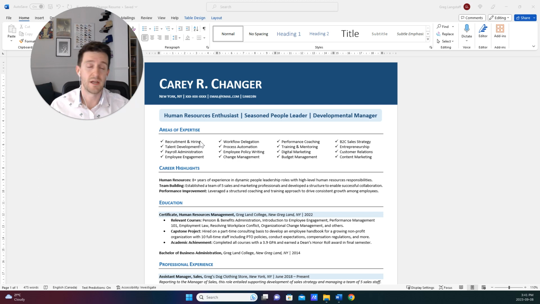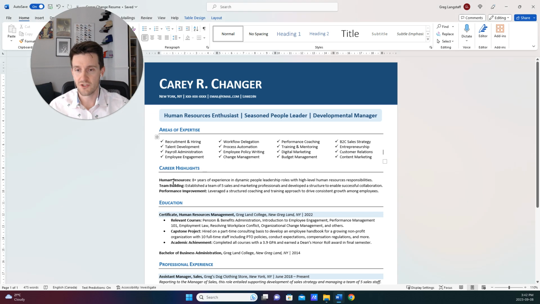We are also going to pick our top 3 to 4 skills related directly to the industry we want to get into, and we're going to talk about them in career highlights. So you see here, we just start straight up as direct as possible with human resources. Then we talk about how we have 8 years of experience doing people leadership and human resources-like things. So we're not claiming to have 8 years of human resources experience, but we want to show them that we've been in and around that world. Then we pick a couple of other HR-related things, team building, performance improvement.